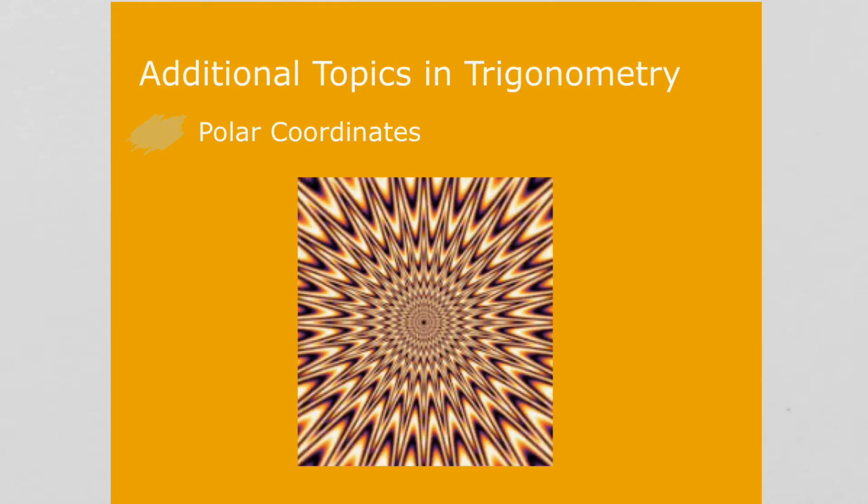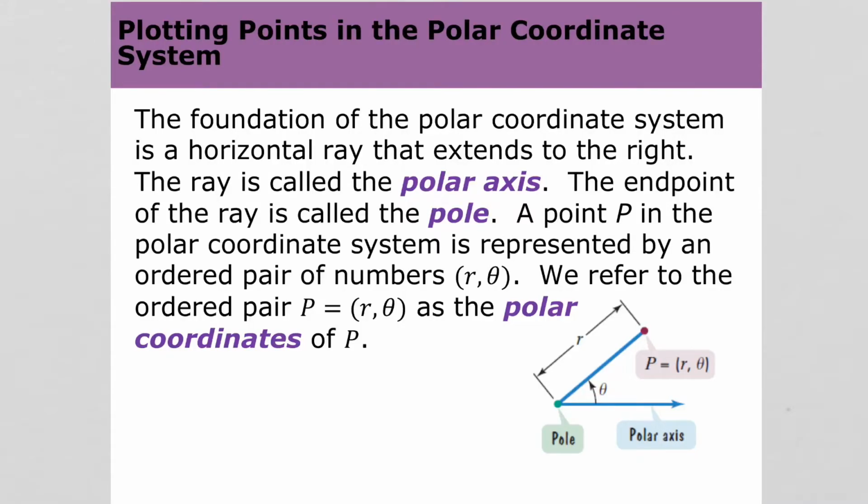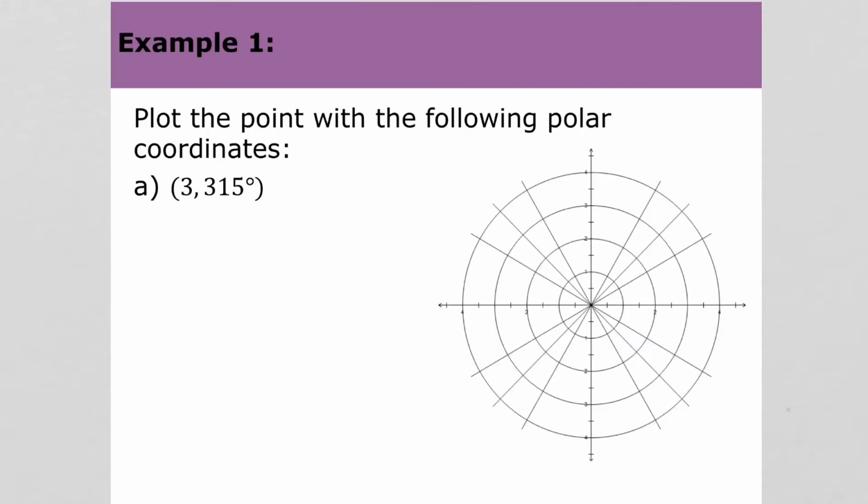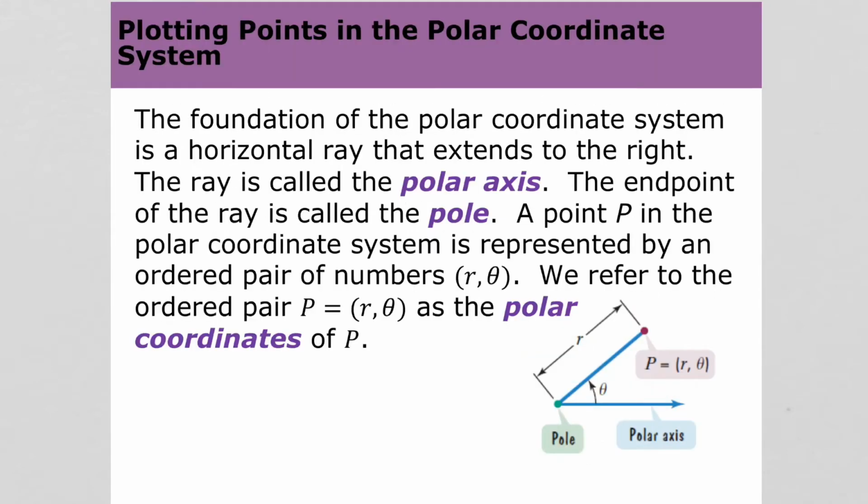We're going to start looking at polar graphs. So the polar coordinate system, this is what it looks like here. It kind of looks like a target or a bullseye or something. But the way you graph the points is you have the r value and the theta value.